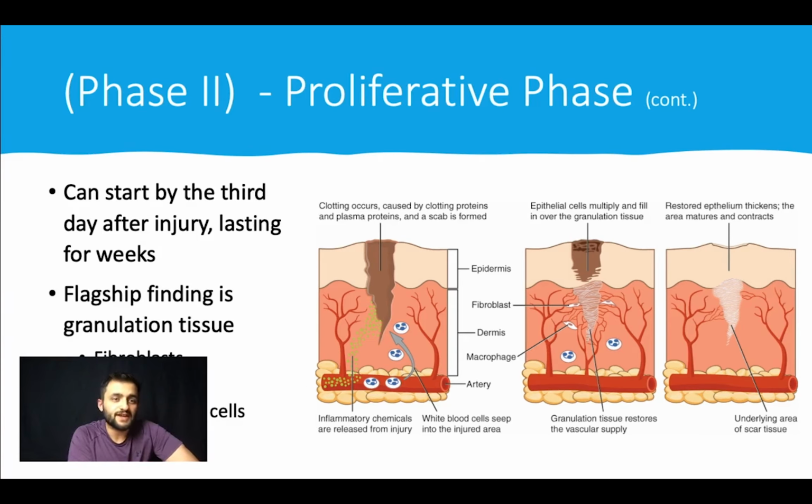So the proliferative phase can generally start by the third day after injury, and it lasts for weeks. And the flagship finding that we think about is granulation tissue, okay? And that's fibroblasts, angiogenesis, inflammatory cells. And I thought this picture was really good, okay? So it kind of shows you the different phases or different pieces of the healing process.